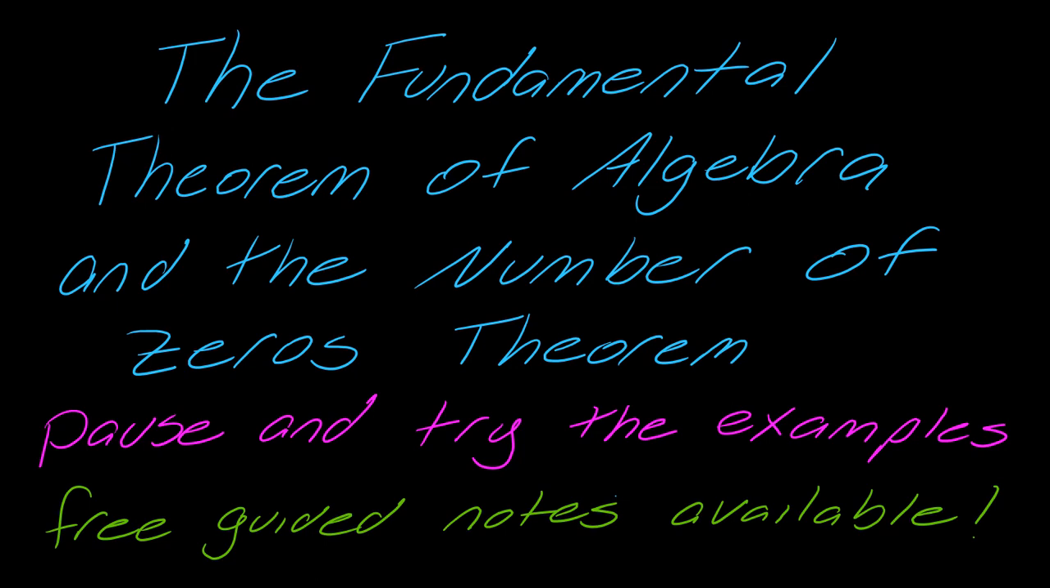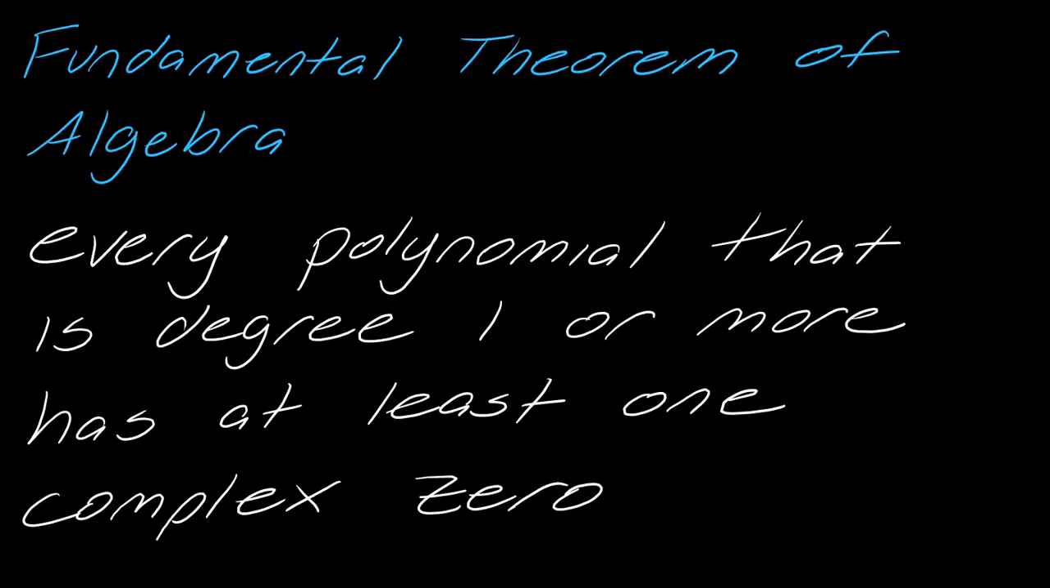So we're going to talk about the fundamental theorem of algebra and the number of zeros theorem. So let's just jump right into it. The fundamental theorem of algebra says that every polynomial that is degree 1 or more has at least one complex zero. And so when I say complex zero, I just want to be clear about what I mean with that.